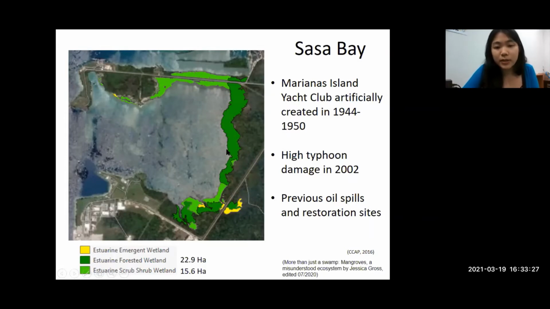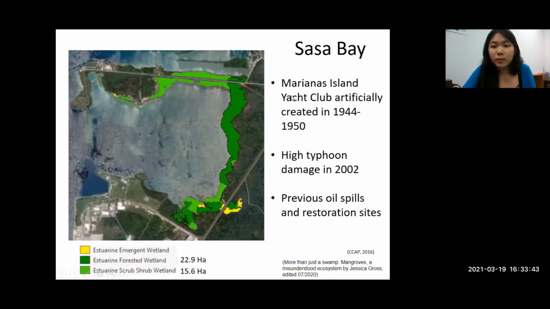So the dark green represents trees 5 meters or greater, light green less than 5 meters, and then the yellow might not really be mangroves. It's kind of herbaceous vegetation, so like plants that don't have woody stems.